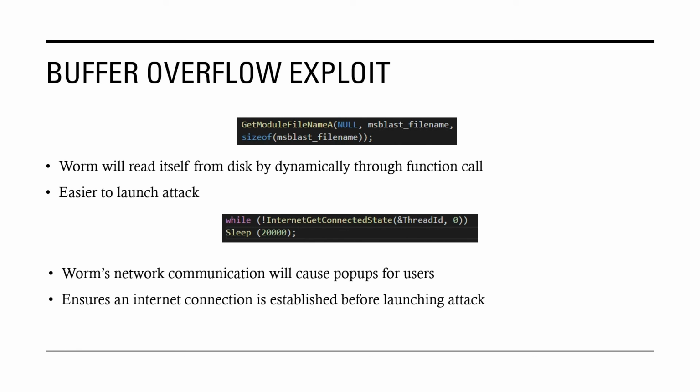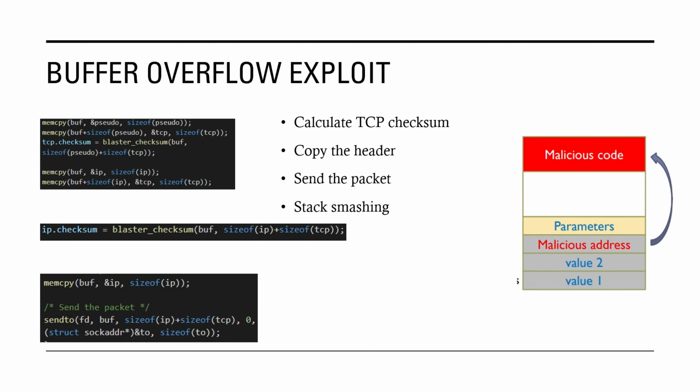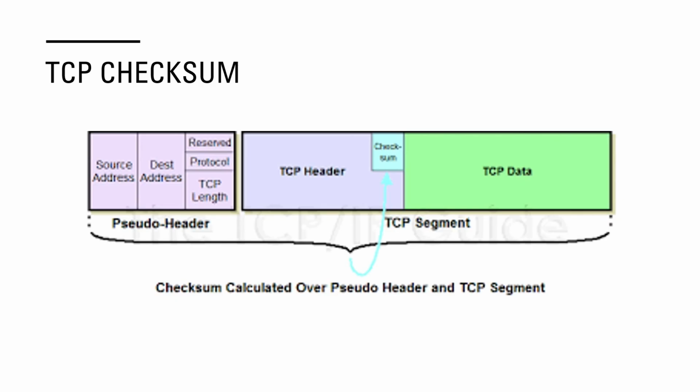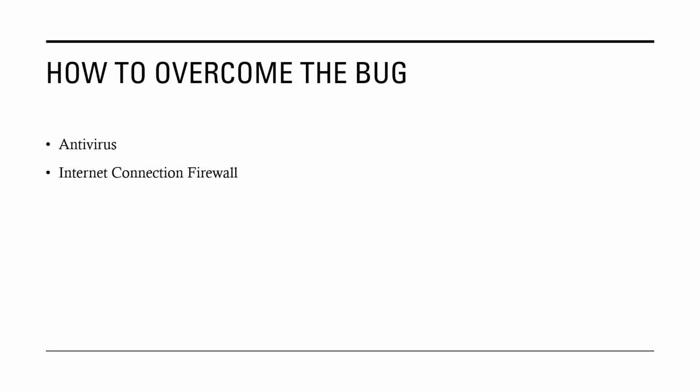Before proceeding with the attack, the TCP checksum is a security mechanism for ensuring protection against transmission errors. Hackers exploited this code and were able to perform stack smashing to ensure the malicious code was executed. This is how the TCP checksum is calculated. I'll be covering the process to overcome the bug through antivirus and ICF.